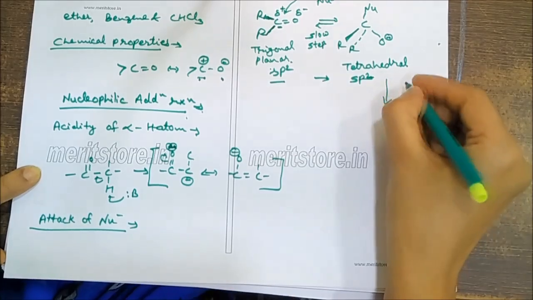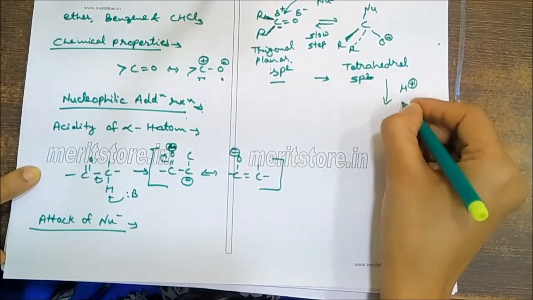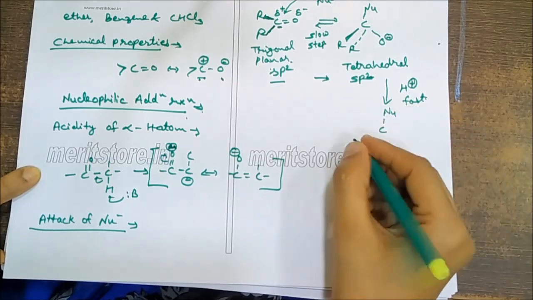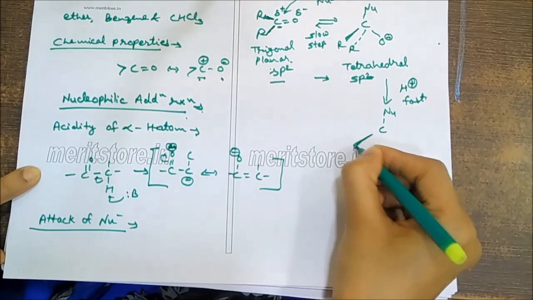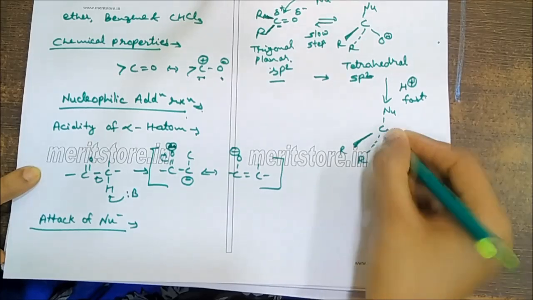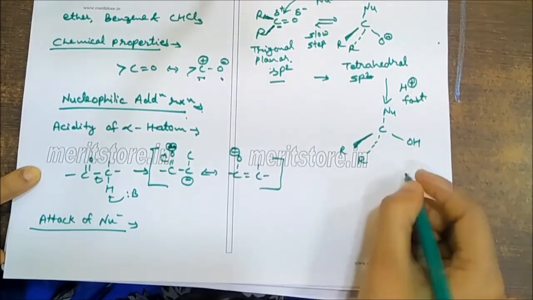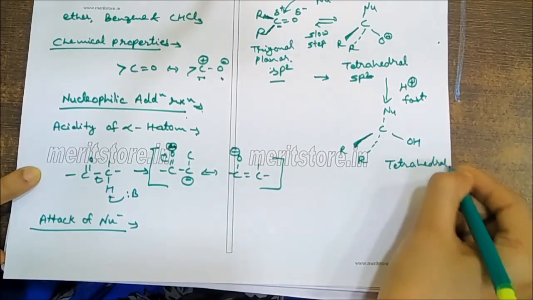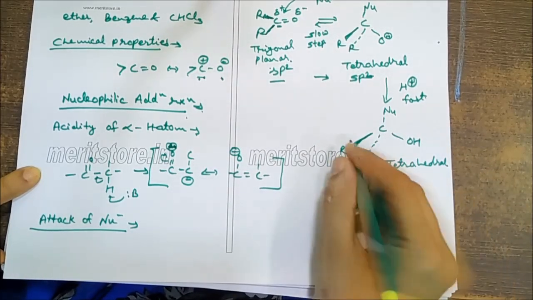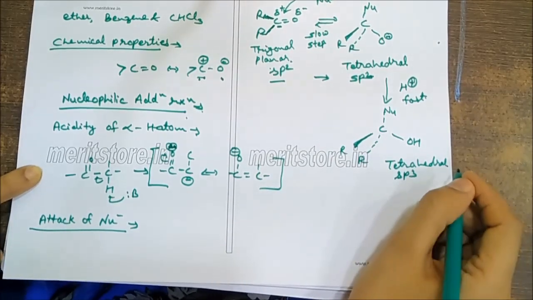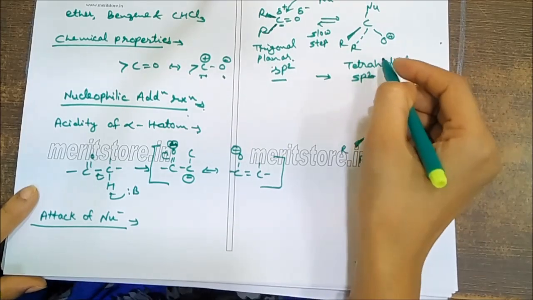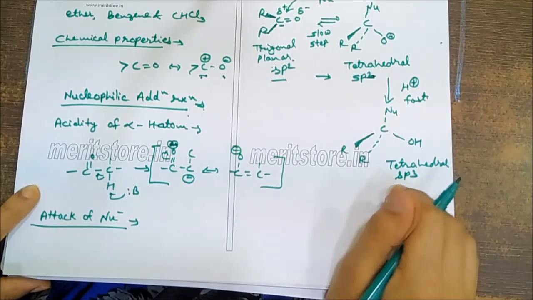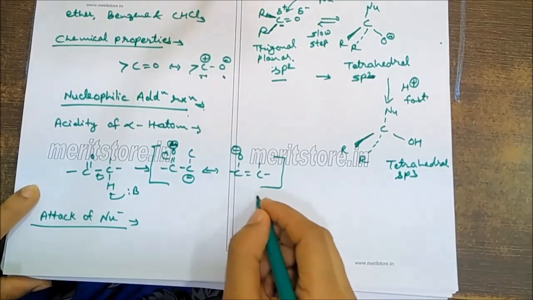After this, the proton will attack. It's a fast step, and it will become like this. This compound is also tetrahedral in shape, and the hybridization state is sp3. This alkoxide ion is an intermediate, and this is our final product. Now we'll study relative reactivity of aldehydes and ketones.